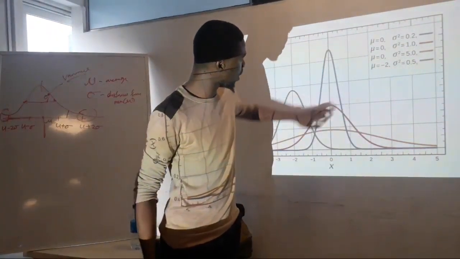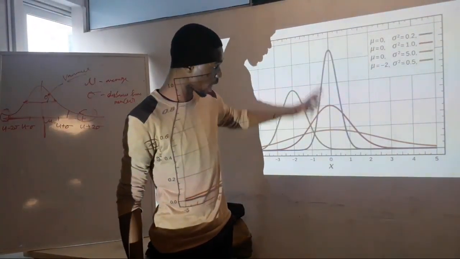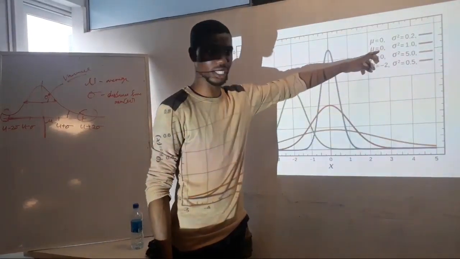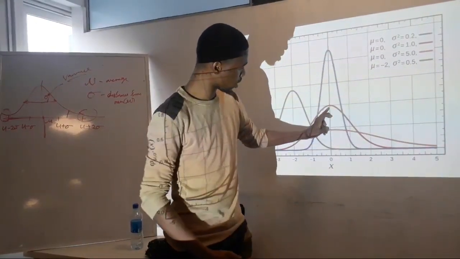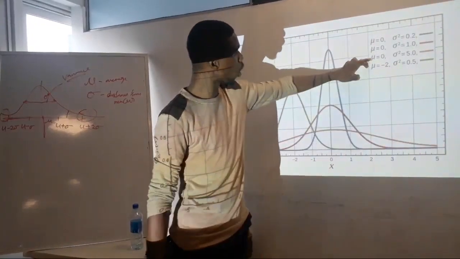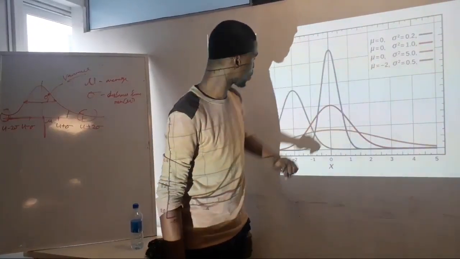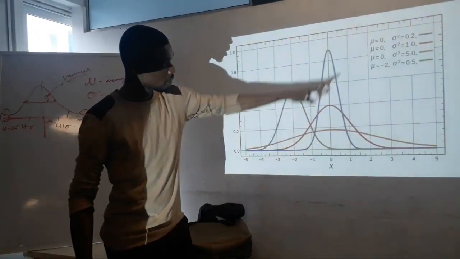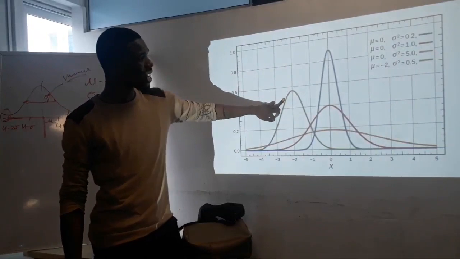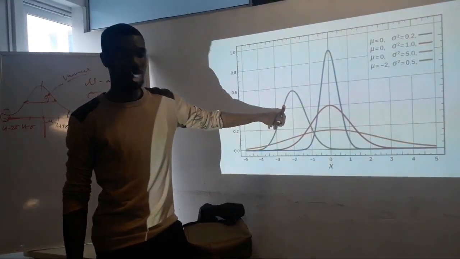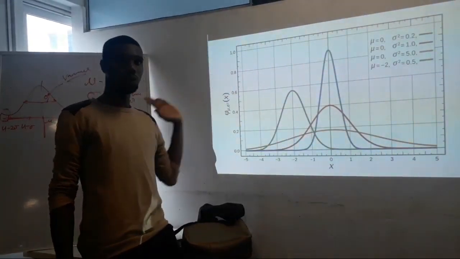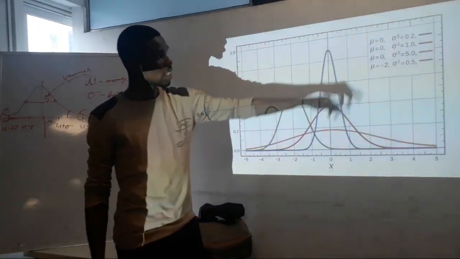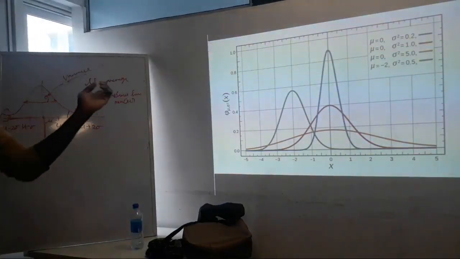Then you have another one, the red one. It has the same mean, so it starts from 0, but it has a larger variance. It has 1 as a variance, right? That is why it's big. The second one, this guy here, has a variance of 5. That is why it's big. Then this one has a mean of -2, so it is tilted to one side, which is this side. It has a variance of 0.5. That is why it's like that.